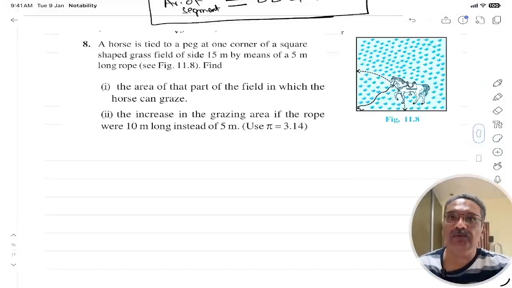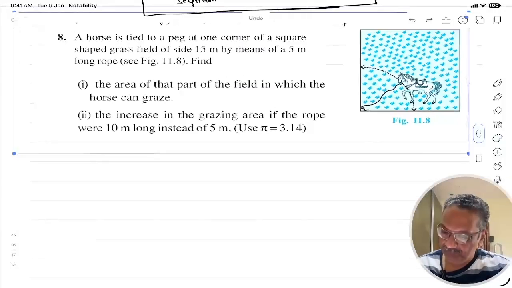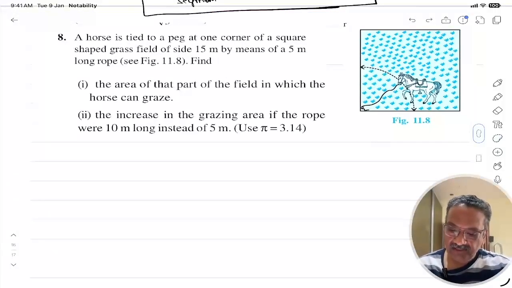Okay, let's come to question number 8. A horse is tied to a peg at one corner of a square shaped grass field of side 15 meters.